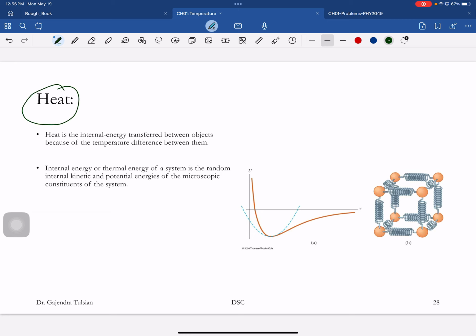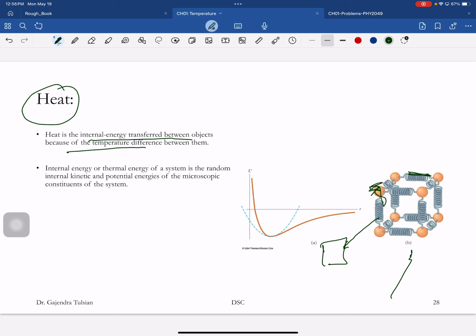You guys know what heat means now. At any given temperature, these guys have random kinetic energy and random potential energy. That's the internal energy. And when you bring this in contact with an object at lower temperature, this internal random energy is what is exchanged, and that is the heat. Heat is the internal energy transferred between objects because of temperature difference between them.